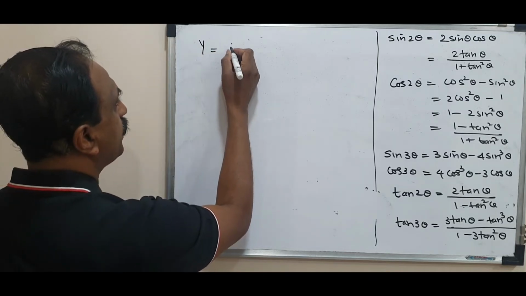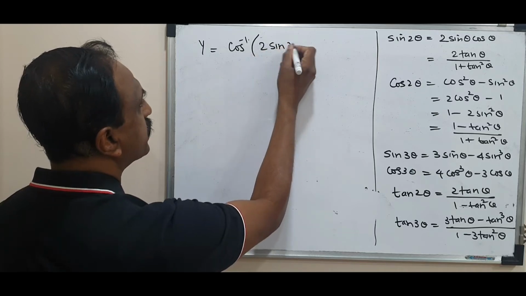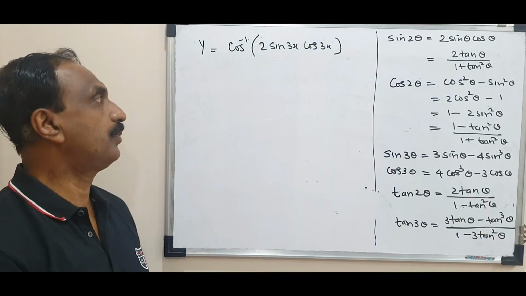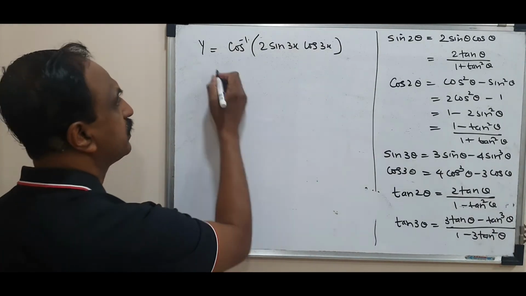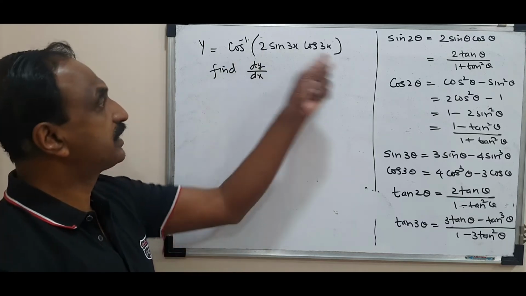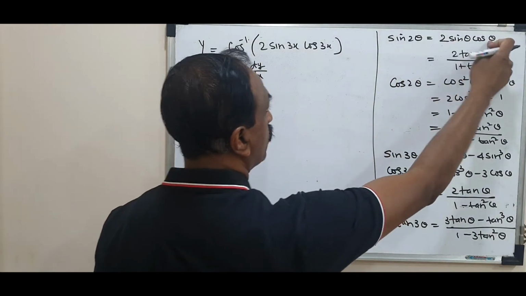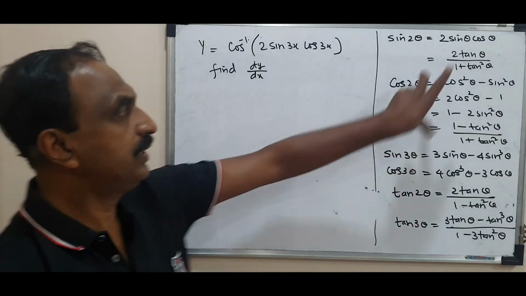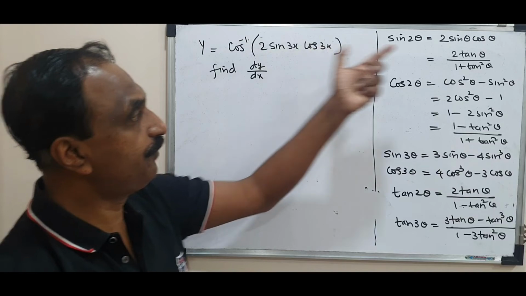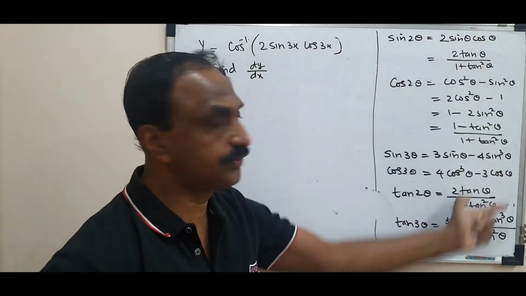Y is equal to cos inverse of 2 sine 3x cos 3x. Suppose I have been given this problem. Find the derivative, find dy by dx. How will we simplify this? Immediately your mind should work on this formula: 2 sine theta cos theta is sine 2 theta. Remember, in sine and cos, you need to remember only this many formulas. You need to identify every time in an inverse function how you can convert this into cos by using this formula.